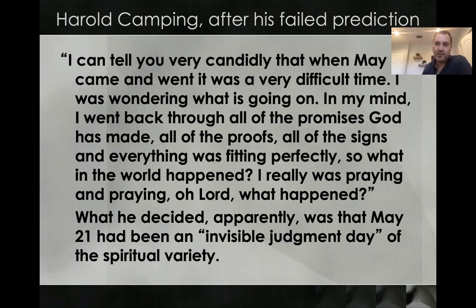And the second thing to note from this is the way in which he resolves that cognitive dissonance. He decided that May 21st had been an invisible judgment day of the spiritual variety, whatever that means, right? He is searching for a way to resolve the dissonance that would be created if he were to accept that he was wrong. So what he does is he latches on to this belief that in fact he was sort of right. It was an invisible judgment day, right? And if he can convince himself that in fact May 21st was some sort of judgment day, then his past actions, he can justify them to some extent.